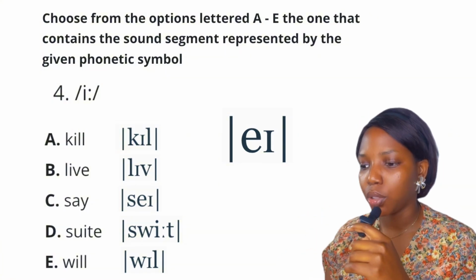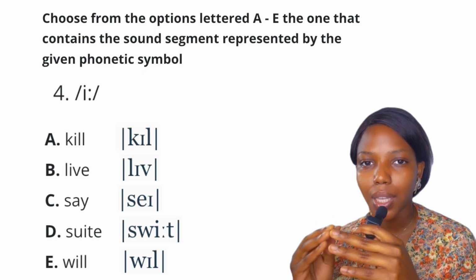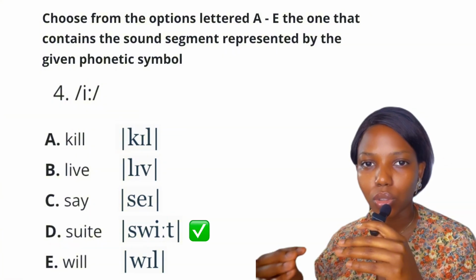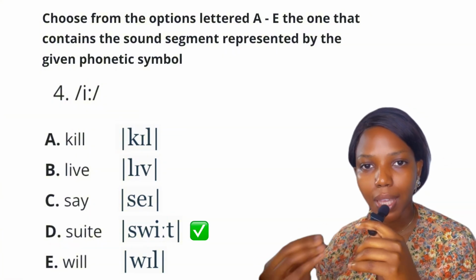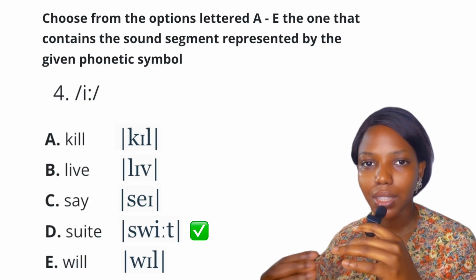Okay, option D, we have sweet. Okay, same pronunciation with s-w-e-e-t. Okay, so this is the answer to the question because it has the long E sound. Option E, we have wheel. This has a short sound.